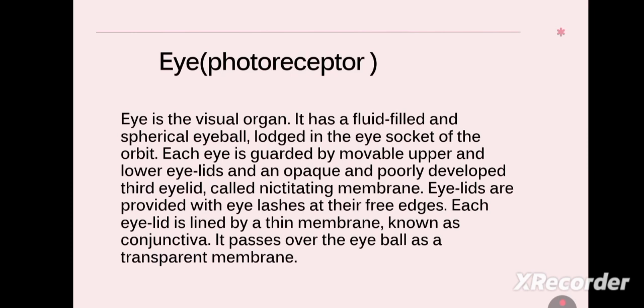Each eye is guarded by movable upper and lower eyelids and a poorly developed third eyelid called nictitating membrane. Eyelids are provided with eyelashes at their free edges. Each eyelid is lined by thin membrane known as conjunctiva. It passes over the eyeball as a transparent membrane.